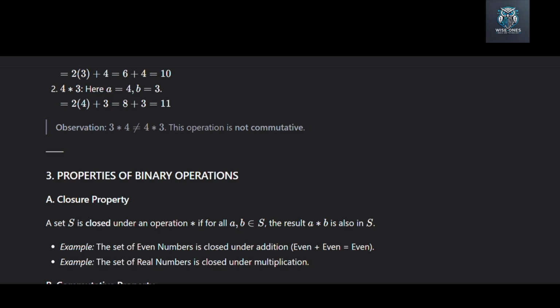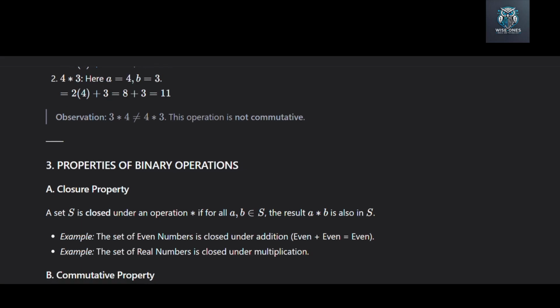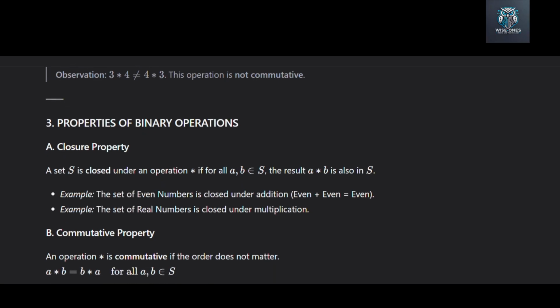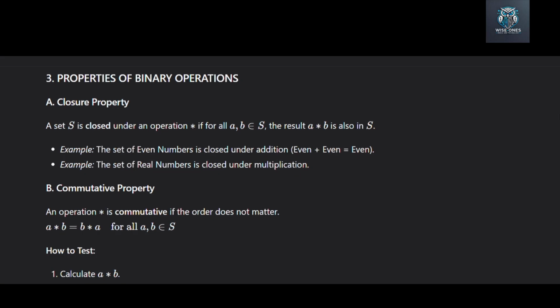Now let us move to section 3, properties of binary operations. There are 4 main properties we need to know. First is the closure property. A set S is closed under an operation star if for all letter A and letter B in S, the result, A star B, is also in S.